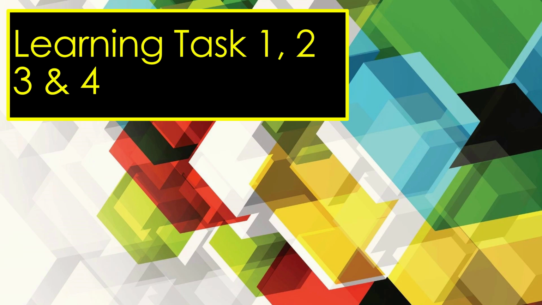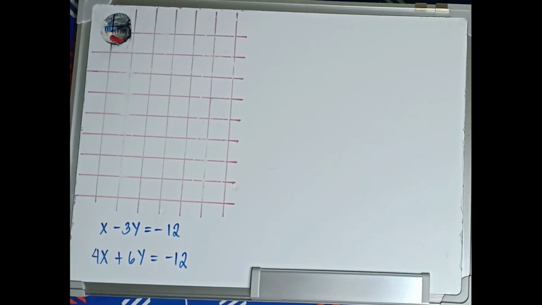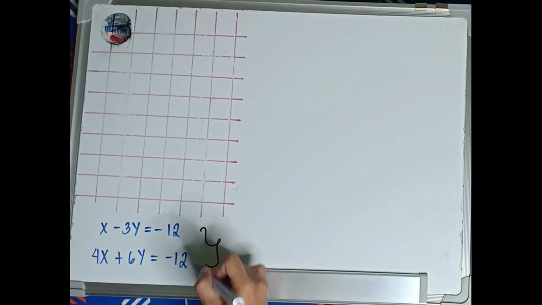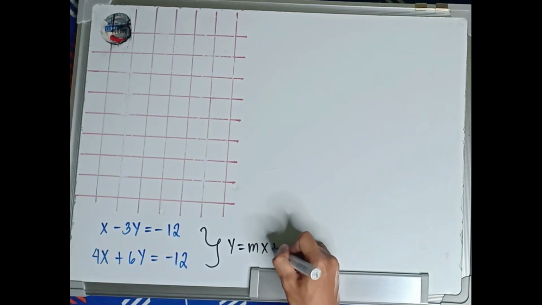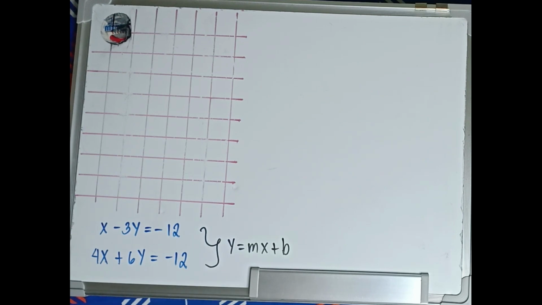For learning tasks 1, 2, 3, and 4, let's have the following examples. Now let's have the example for a system of linear equations in two variables. We have the equation x minus 3y is equal to negative 12 and 4x plus 6y is equal to negative 12. So we have to change the form of these two given equations into y is equal to mx plus b, or our slope-intercept form. Now let's say the first equation is our equation A and the second is equation B. Now let us change first equation A.